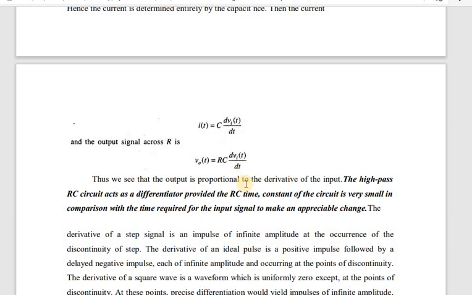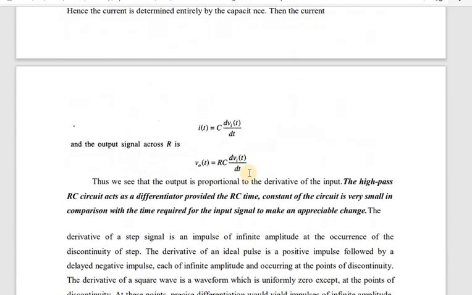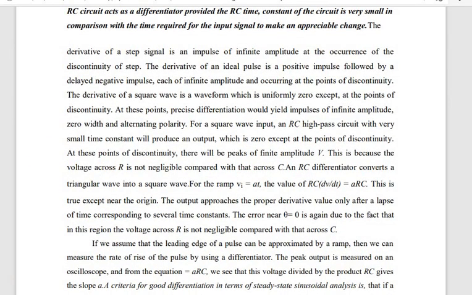Here we can say that the high pass RC circuit acts as a differentiator, provided the RC time constant of the circuit is very small in comparison with the time required for the input signal to make an appreciable change. These are definitions we have already told you. By using this, the output is proportional to the derivative of the input, that is, d by dt of Vi of t. I hope you are clear with the high pass RC circuit acting as a differentiator. Let's move on.